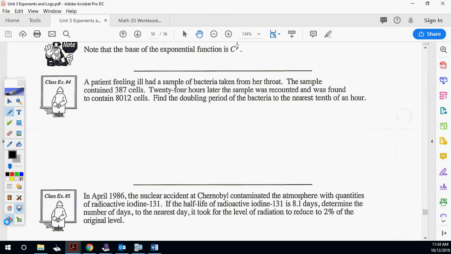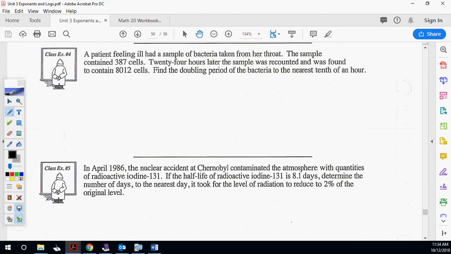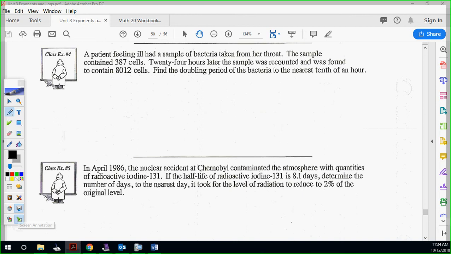Okay, so let's try one. A patient feeling ill had a sample of bacteria taken from her throat. The sample contained 387 cells. 24 hours later, the sample was recounted and was found to contain 8,012 cells. Find the doubling period of the bacteria to the nearest tenth of an hour.